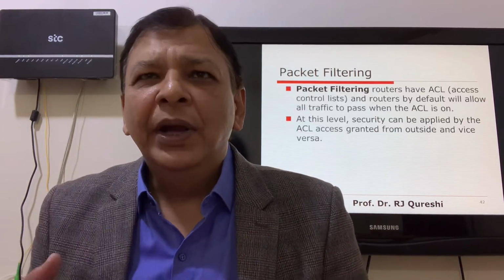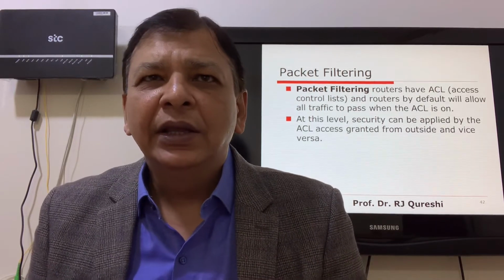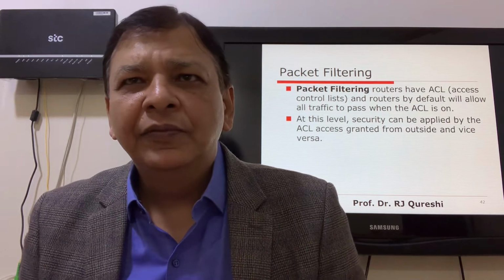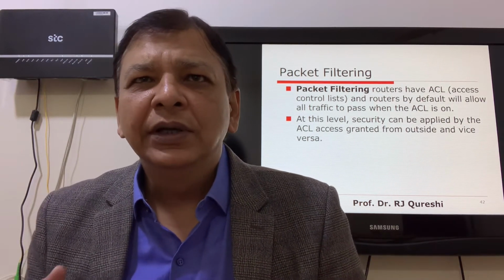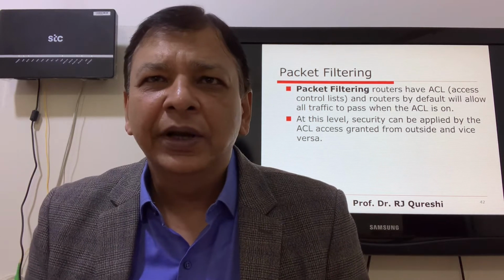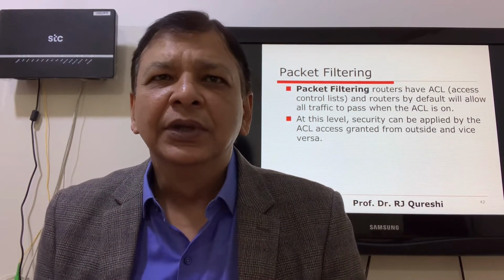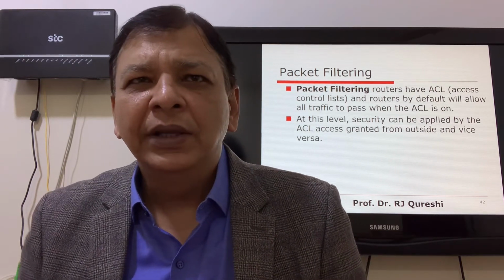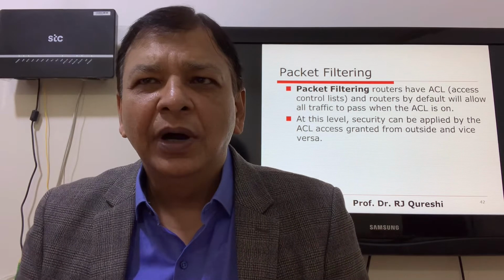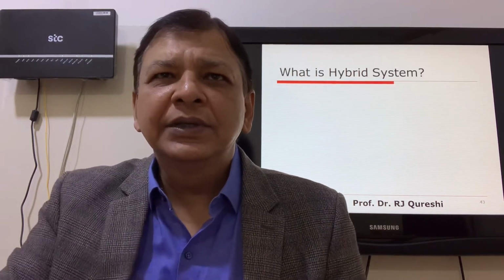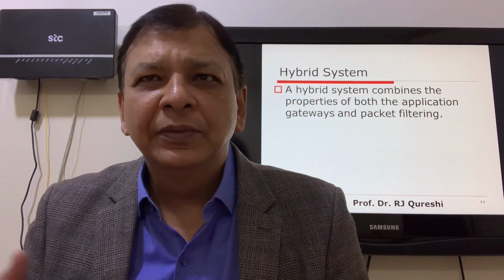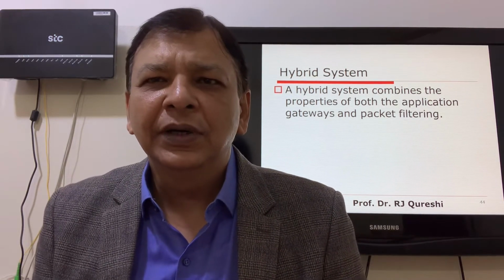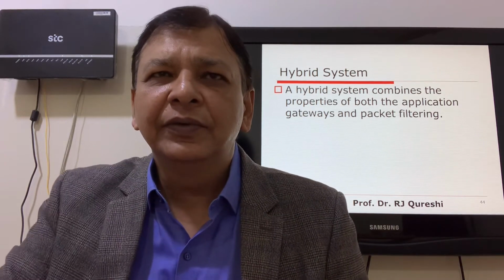What is packet filtering? Packet filtering routers have an ACL, access control list, and routers by default will allow all traffic to pass when the ACL is off. A router is a network device to route the packet from source to the destination machine, and it is an intelligent device. At this level, security can be applied by the ACL, access granted from outside and vice versa. What is a hybrid system? A hybrid system combines the properties of both the application gateways and packet filtering. That means we have the software implementation of the firewall and the hardware implementation of the firewall.